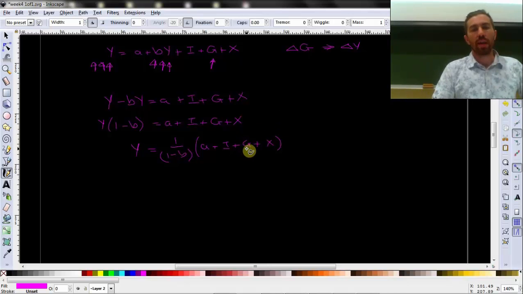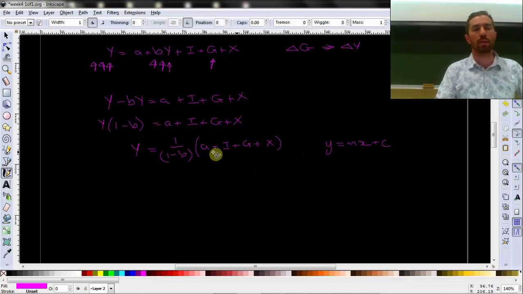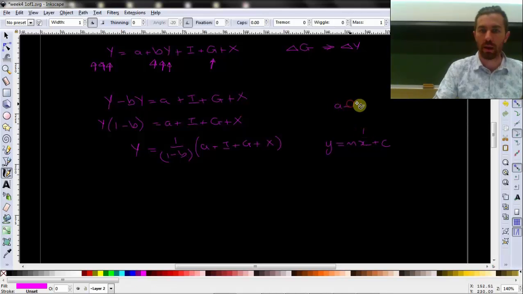Now, if I want to change g, and I want to know what's the effect on y, well, now it's quite straightforward. I've got a linear equation, so it's in the form y equals mx plus c. That's what I got here. Except that obviously, in this example, x is a plus I plus g plus x. M is 1 over 1 minus b, and c is obviously 0.